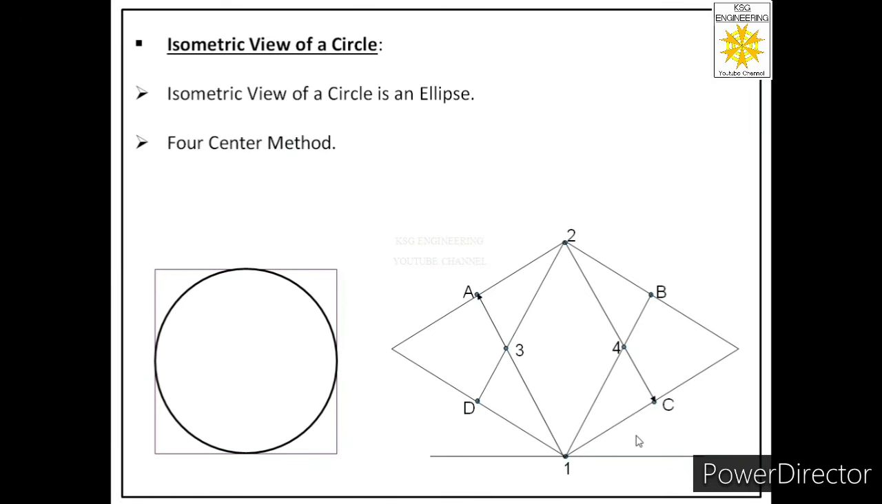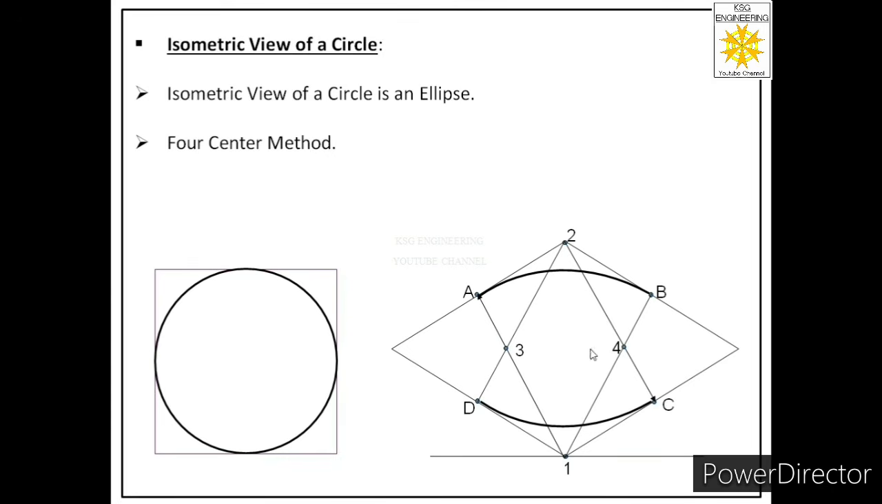Now we will use the compass. We will put the compass at center number 1 and open it to the distance 1A, and we will draw an arc between A and B. Then we will put the compass at center 2 and open it to 2C, which will be equal to 1A only, and we will draw an arc between C and D.